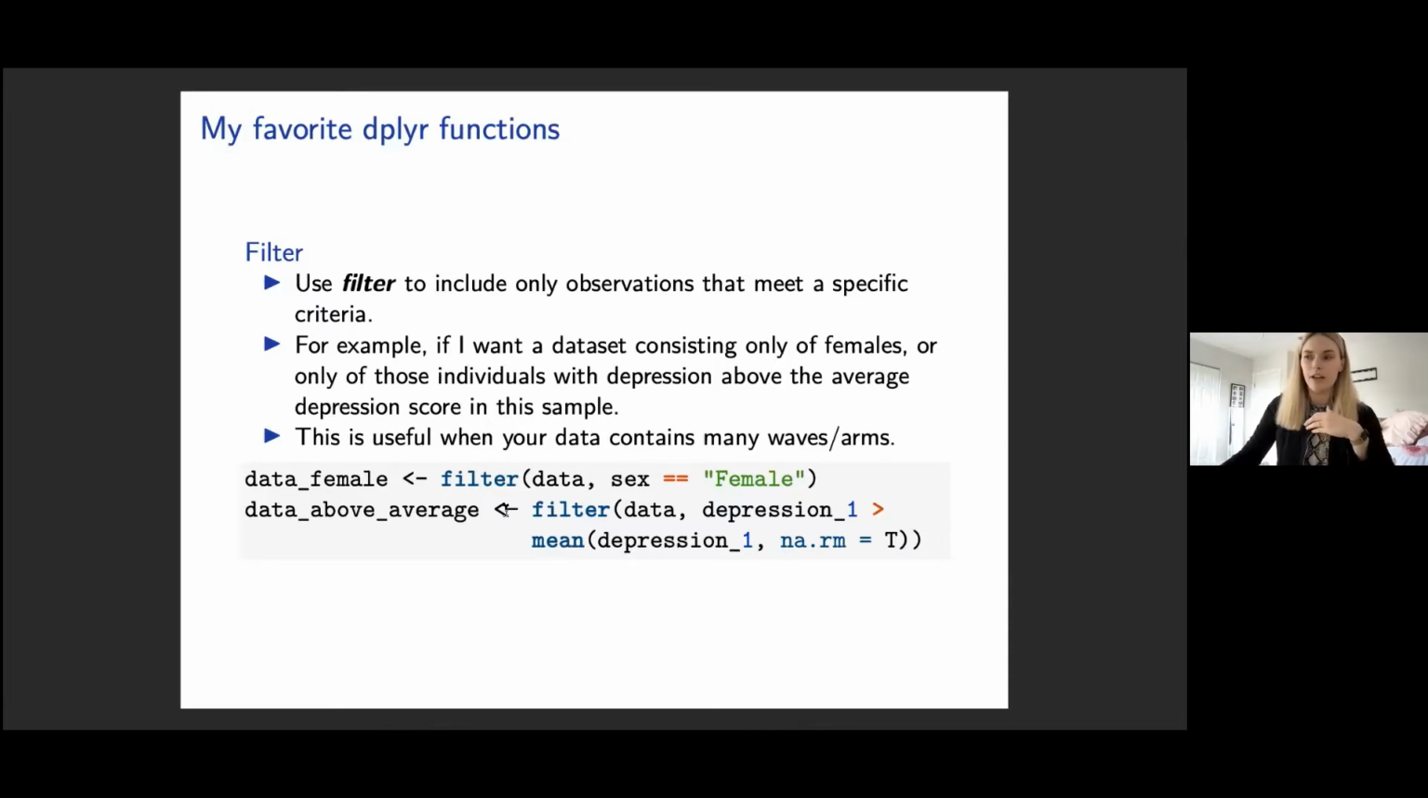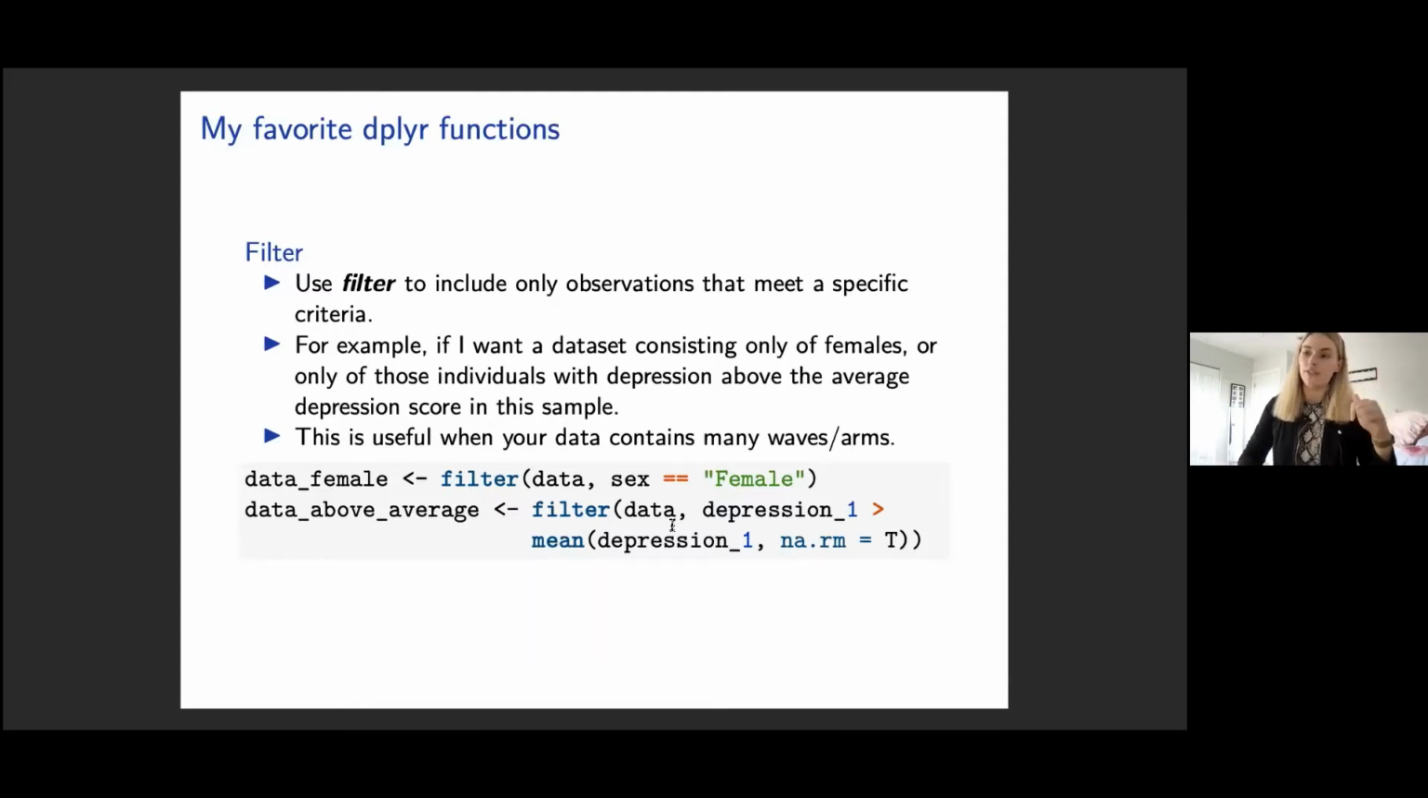And you can do this with a bunch of different things. You can use functions, you can use calculations. So here we can see that if I wanted to ask a question where I'm only looking at people who had a depression score above average, I could create a data frame called data above average, and then filter my already imported data set where this variable, depression 1, is greater than the average of this variable, if that makes sense. So it's just a really easy way to filter your data.